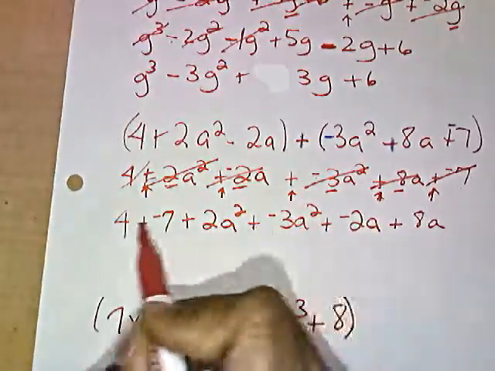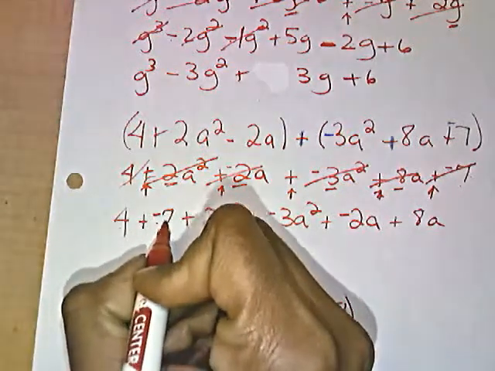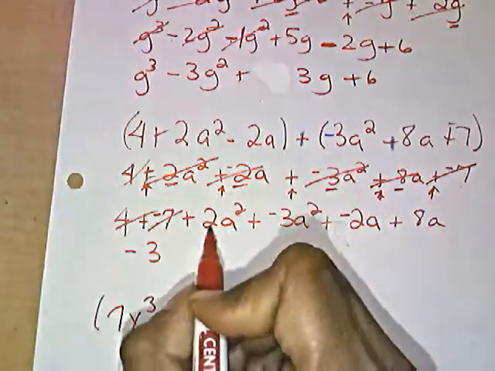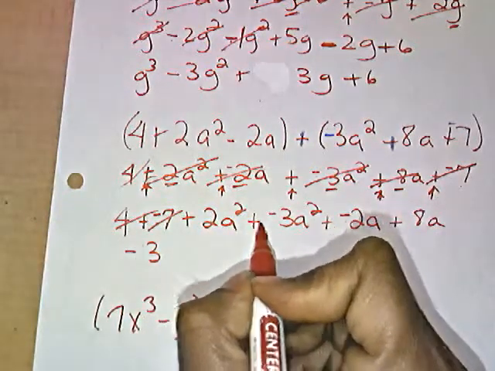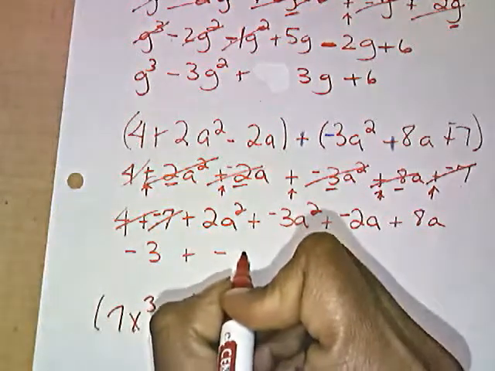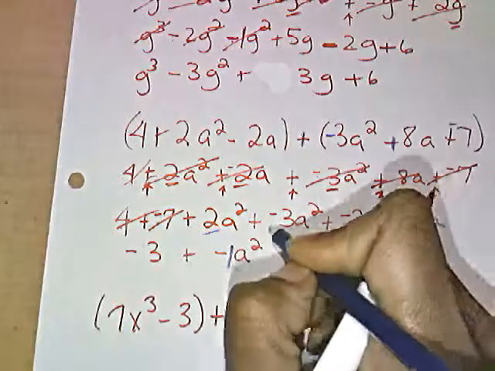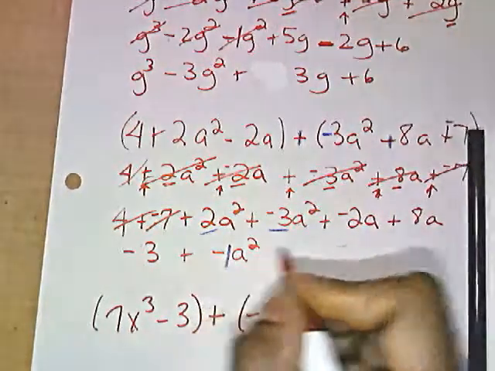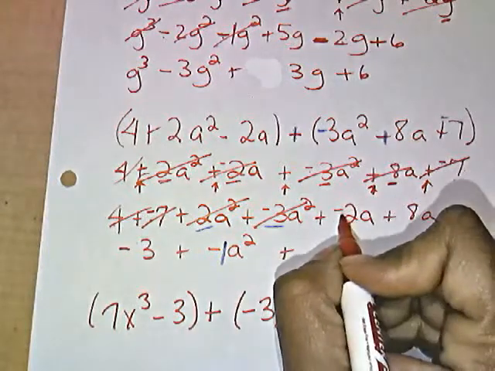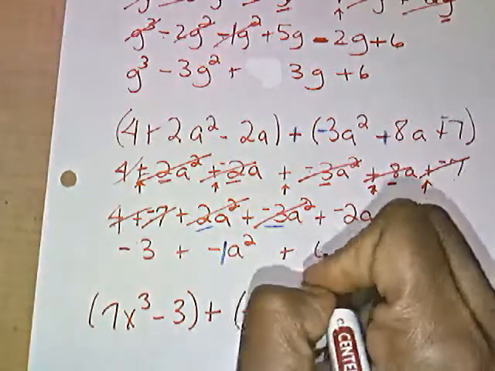Simplify, excuse me. I just combined my like terms. Now I'm going to simplify. 4 plus a negative 7 is a negative 3. 2a squared plus negative 3a squared is a negative a squared, because there's that 1. 2 minus 3 is negative 1. Plus negative 2 plus 8 is a positive 6a.